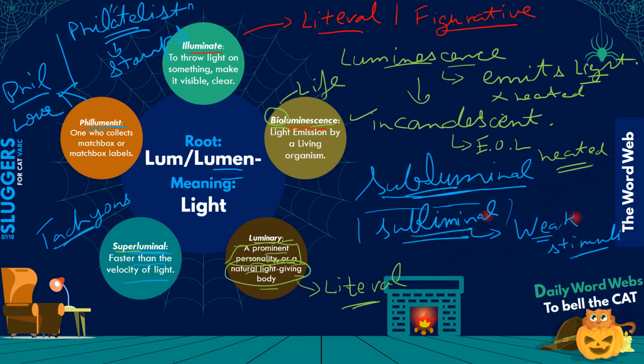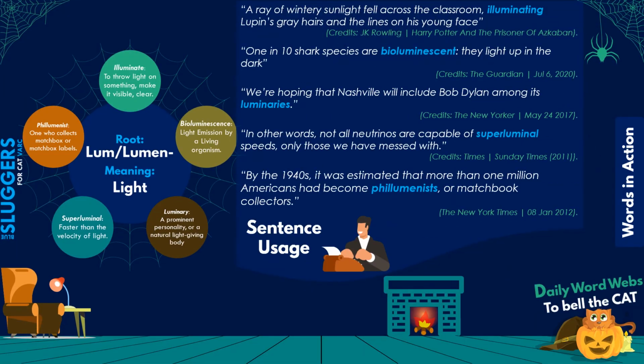Let's move on to the sentences now. We'll look at the usage of each of these words in sentences from well-known works. For example, look at the first sentence. It says, "A ray of wintry sunlight fell across the classroom, illuminating Lupin's grey hairs and the lines of his young face." This sentence has been borrowed from Harry Potter and the Prisoner of Azkaban, the book by J.K. Rowling, right? So illuminating in this case is being used in a literal sense, as we talked about earlier.